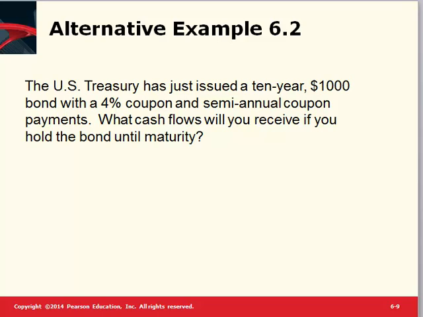So for the next 10 years, you'd get 20 payments of $20. And then at the very end, at that 20th payment, when you receive that 10 years from now, you also would get the $1,000 cash flow.